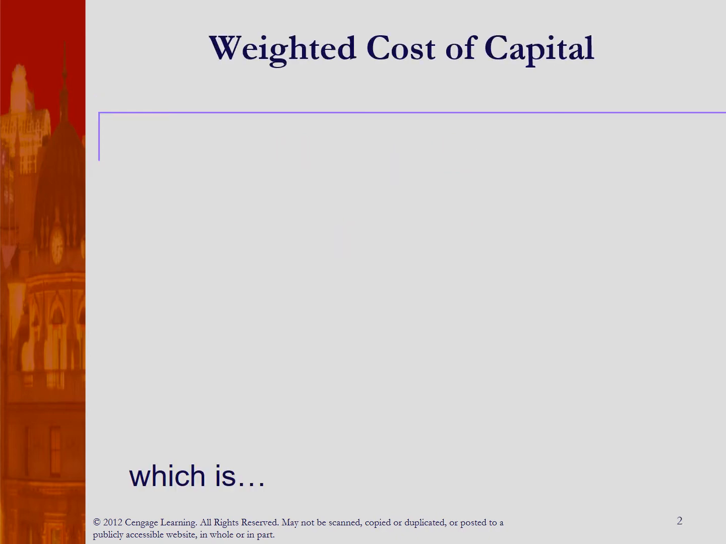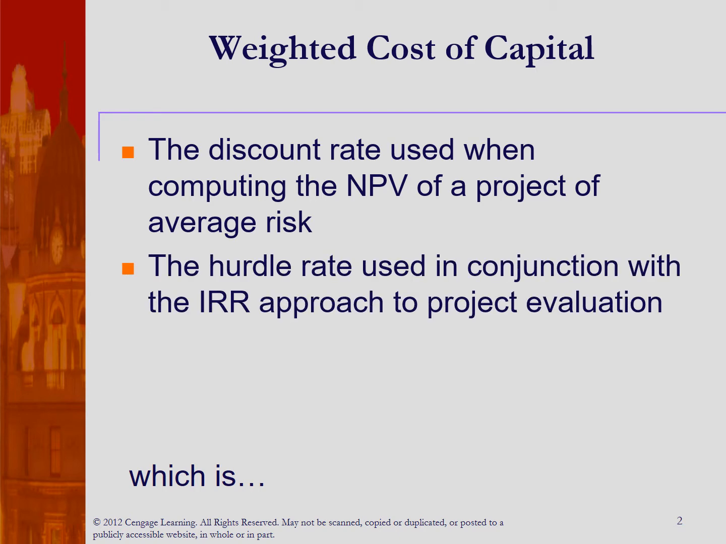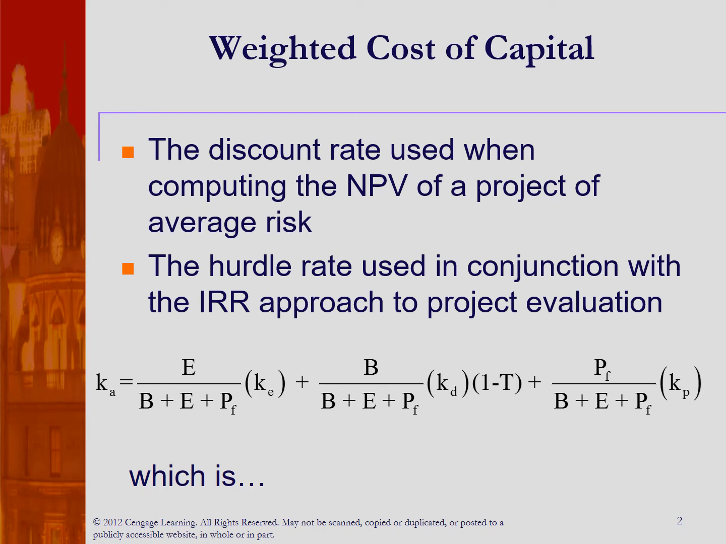The weighted cost of capital is an important input in the capital budgeting decision process. It is the discount rate used when computing the net present value of a project of average risk. For a project of average risk, it is the hurdle rate used in conjunction with the internal rate of return approach or the modified internal rate of return approach to project evaluation. The formula is given here, and the detailed information of this formula is provided in the next slide.